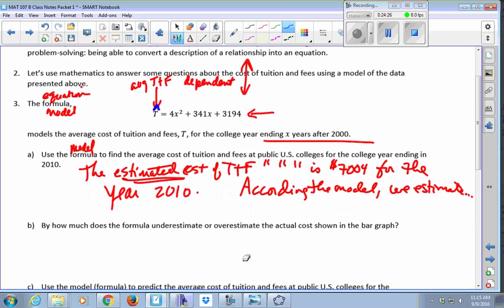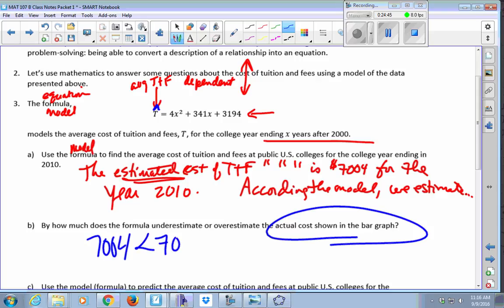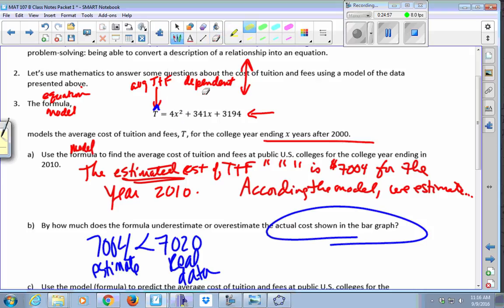So I often do that on my own just to remind me that I'm finding an estimated value. So by how much does the model or the equation or the formula underestimate or overestimate the actual cost that's given in the bar graph? Someone want to help me with that one? Is it an underestimate or an overestimate? It's under, because 7,004 is less than 7,020. This is the real data. This is the estimate. And we underestimate it by how much money? $16, right? So it's an underestimate by $16, correct.